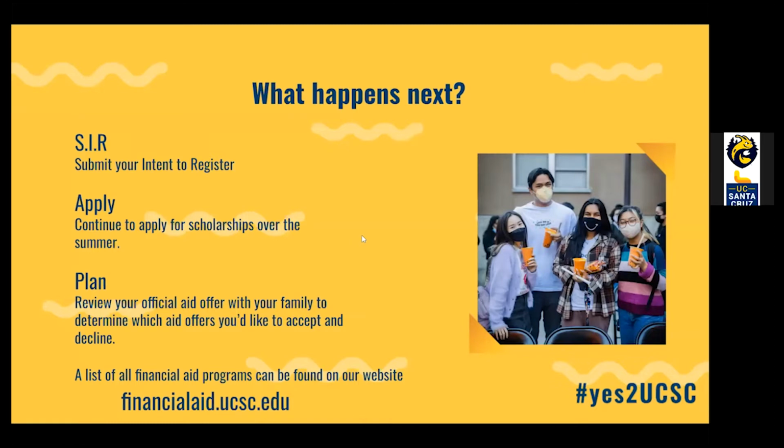And finally, what happens next? Now that you have your conditional aid offer, it's really important to submit your intent to register before the deadline. Continue to apply for scholarships over the summer and plan. So review your financial aid offer with your family, determine which aid awards you'd like to accept and decline to cover your bill. Make a plan for what you're going to do when those surprise things happen during the quarter. You never know. And so really planning ahead with your family is a really important part of this process.